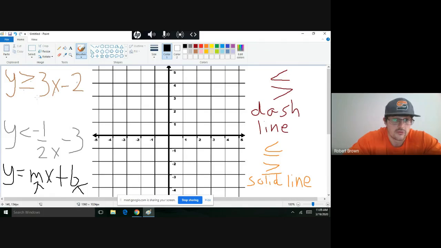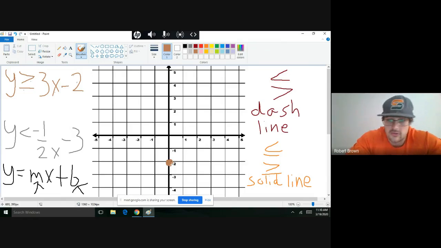All right, so let's go ahead and plot the first one. Like I said, we're going to plot them one at a time. I'm going to show you how to do them by hand, then we're going to go to Desmos. When we look at y is greater than or equal to 3x minus 2, we start at the y-intercept just like a regular slope-intercept equation. So we're going to start at -2, and I'm going to plot my point here.